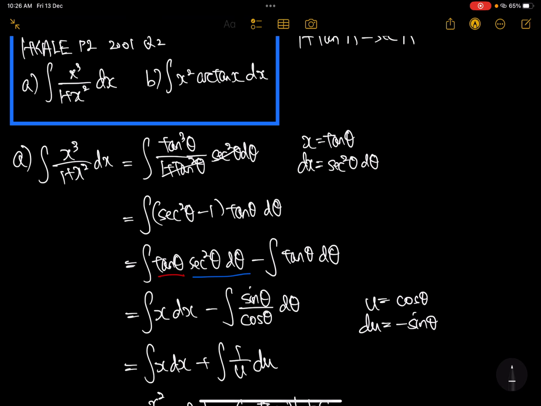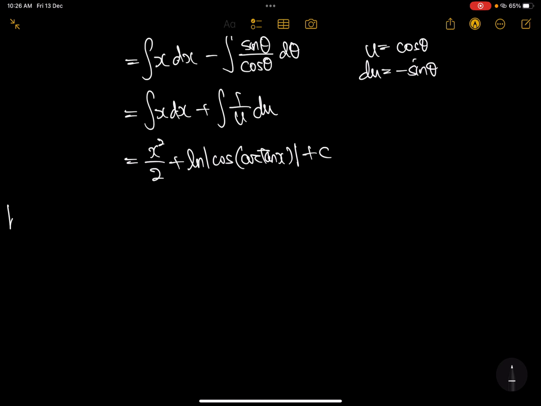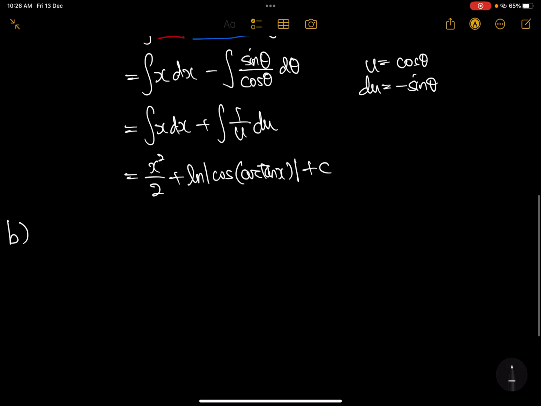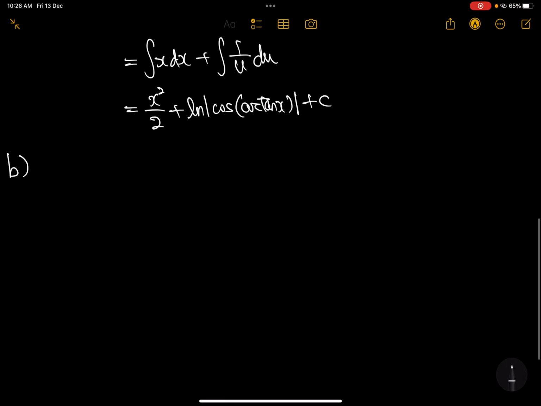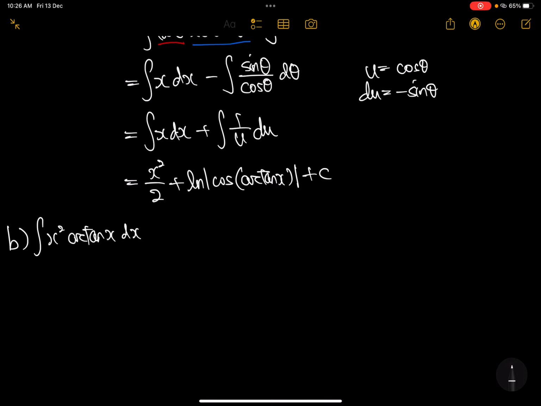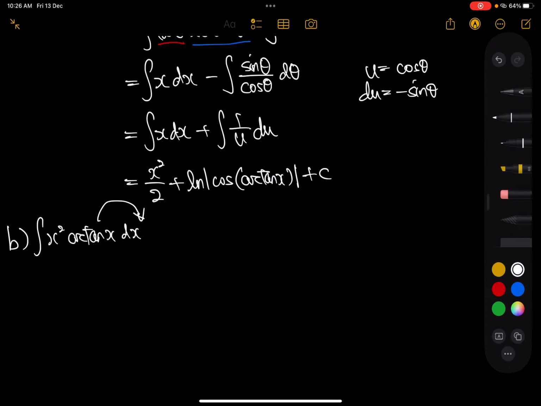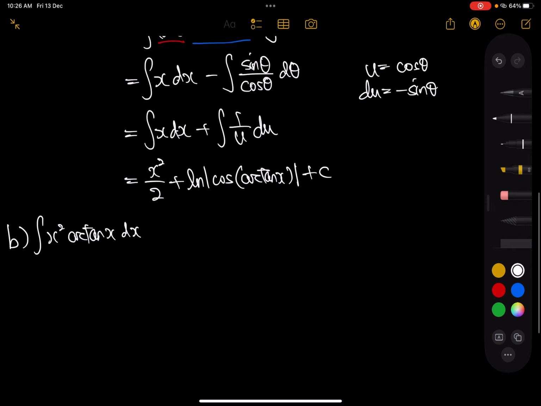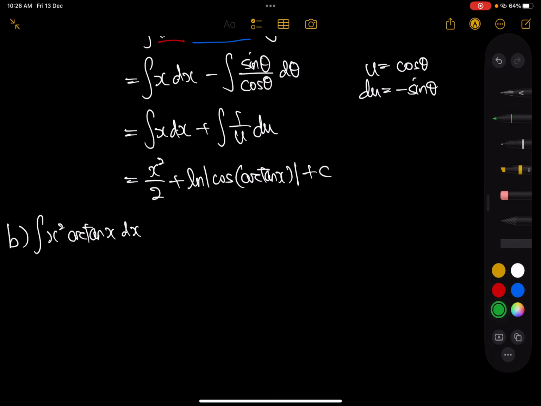And part B wants us to integrate, what is that? x squared arctangent of x dx. So we could do a little bit of integration by parts here, because if we have this thing inside of d whatever, if we differentiate arctangent of x, let's say there's this is just a note.